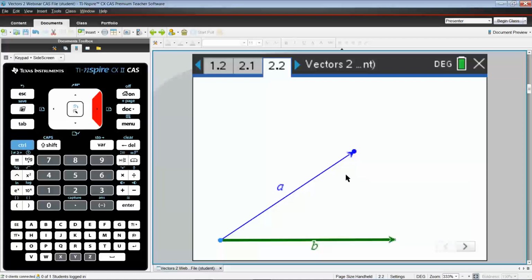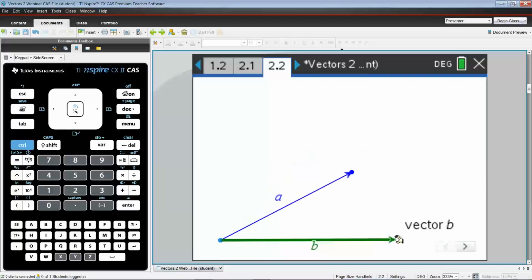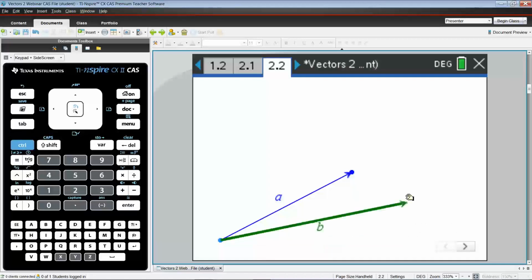So I've got two vectors here. I've got vector A and vector B. As you can see, I can drag vector A around, and I can also drag vector B around. Just for this moment, I'm going to keep vector B horizontal with respect to my screen over there. However, I can also move B around as well. But to keep things simple, I'll keep vector B down the bottom there.